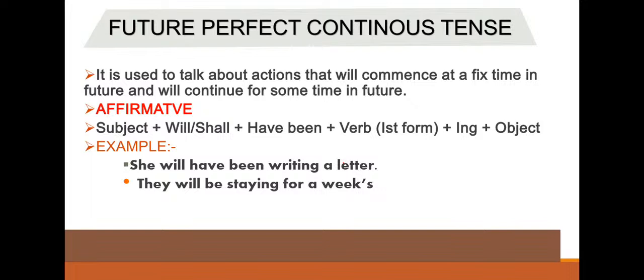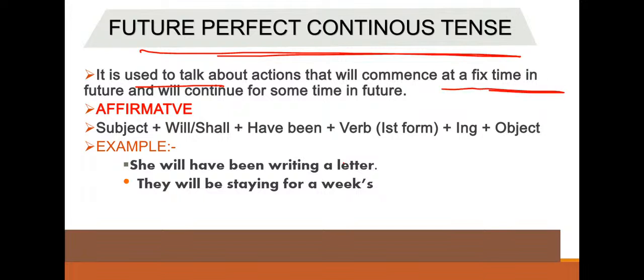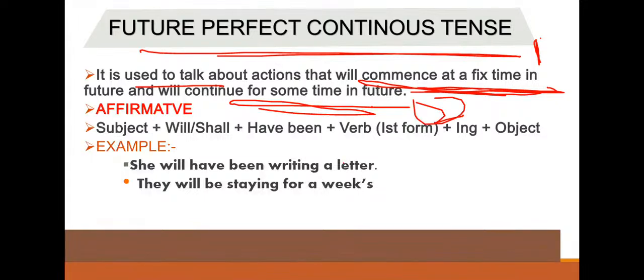Last but not least, the future perfect continuous, or future perfect progressive. It is used to talk about an action that will commence at a fixed time in future and will continue for some time in future. This is actually the thing you have to keep in your mind. Something is going to happen in future at a certain fixed time, and then it will also be continuing for a while in future as well.